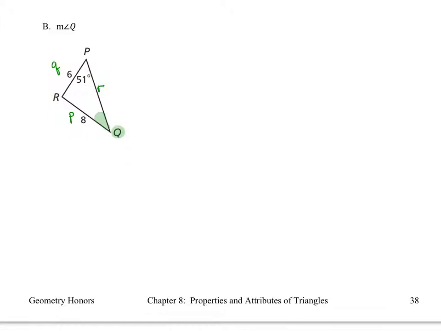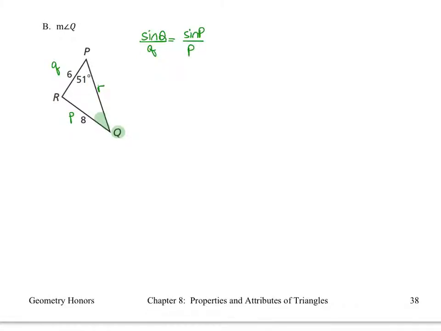The only way that we can use the law of sines to find angle Q is if we definitely have side length Q and another pair of angle and side that are opposite one another. In this case we do. So let's start setting up our proportion. Sine of angle Q over side length Q is equal to the other pair that we have, which is sine of angle P over side length P.